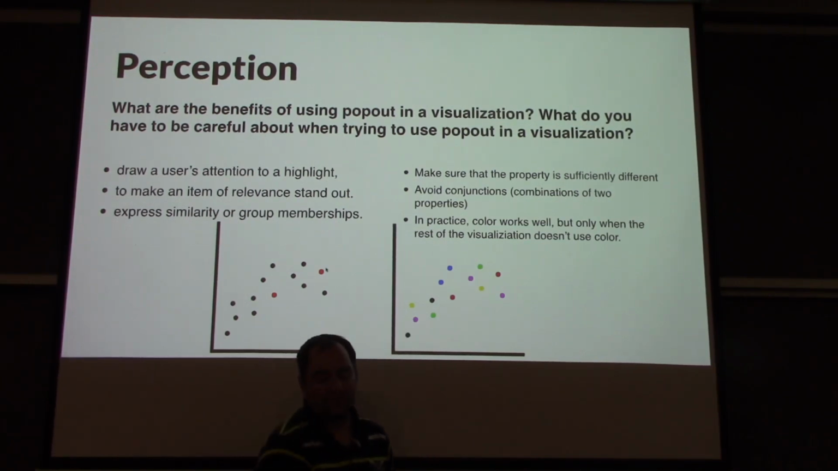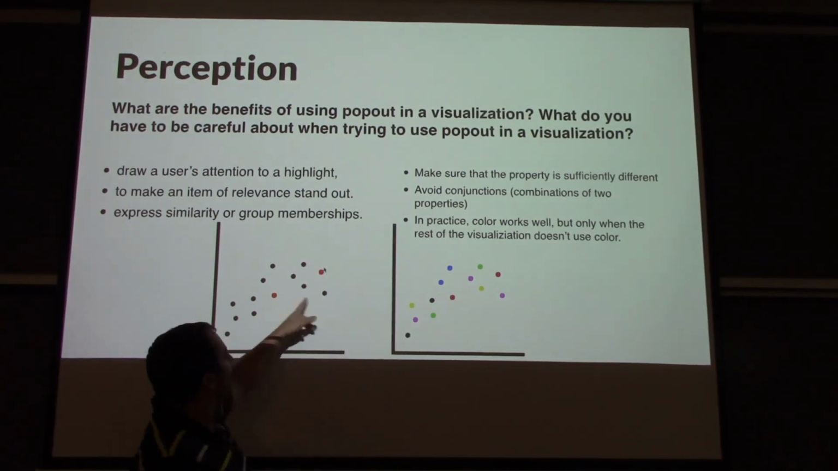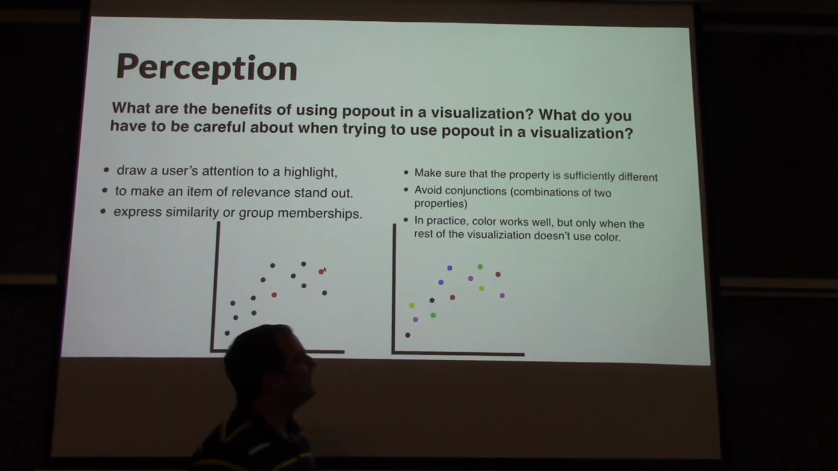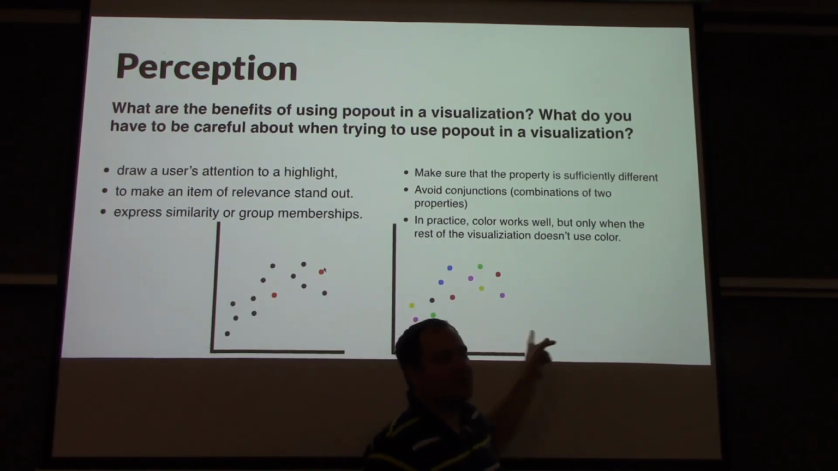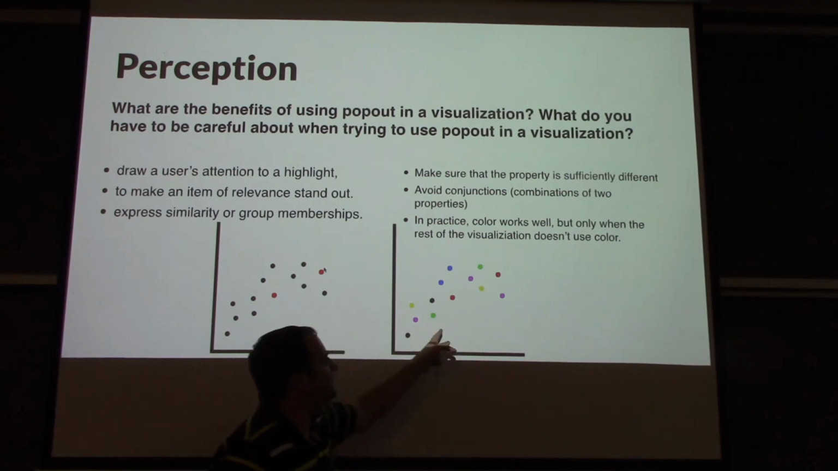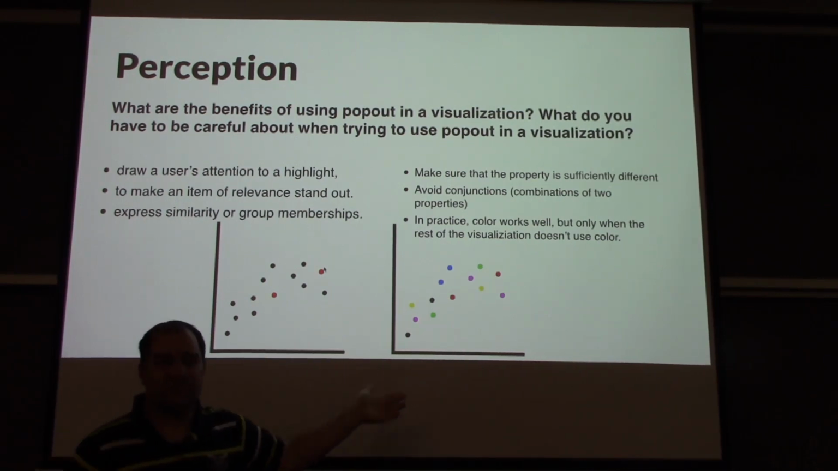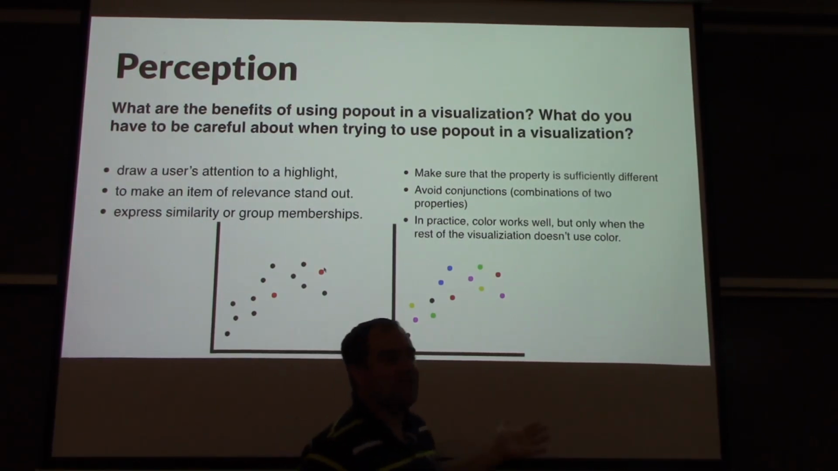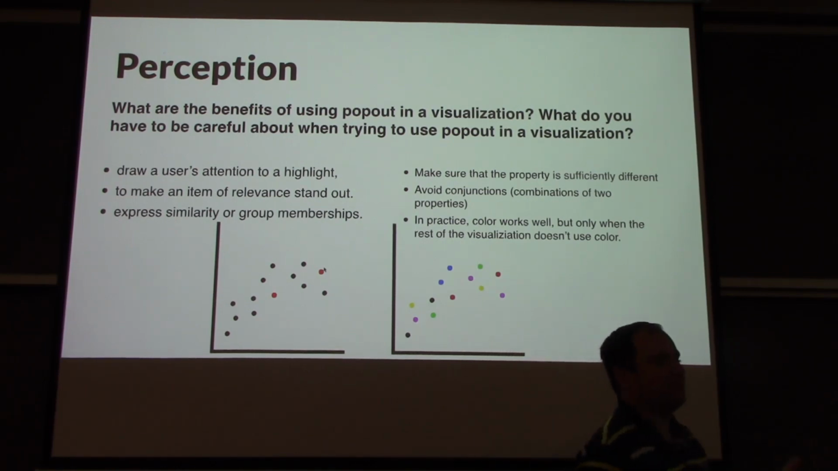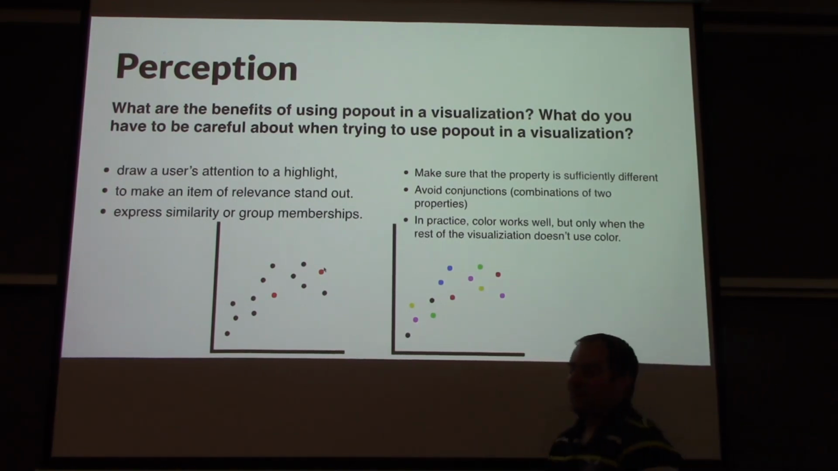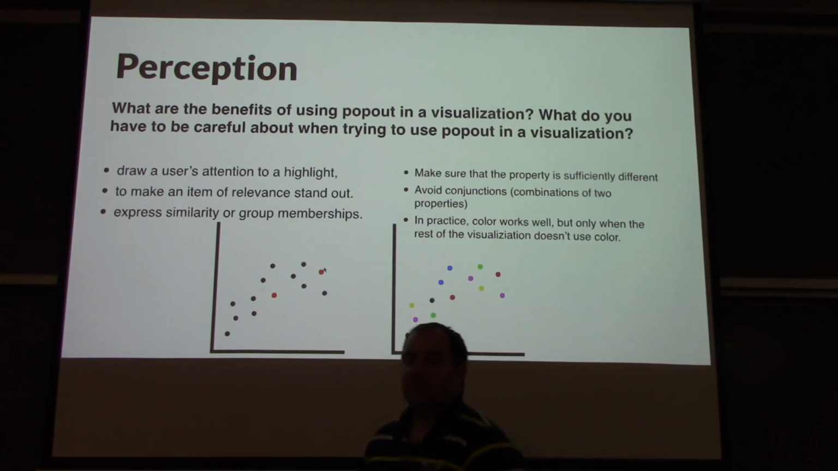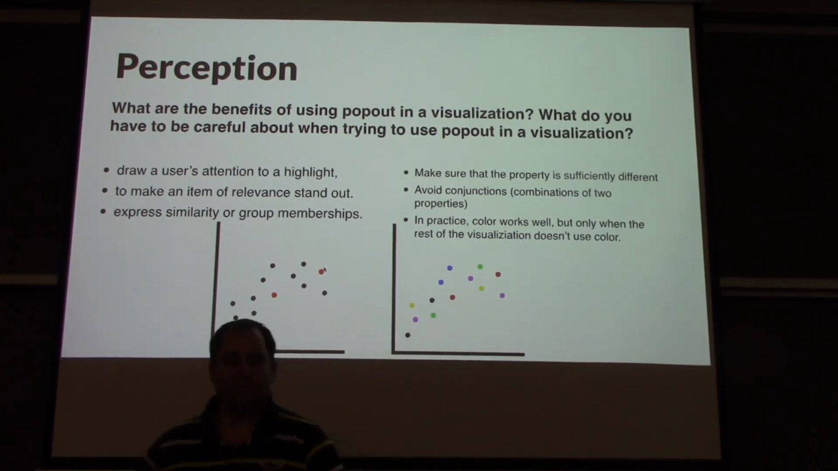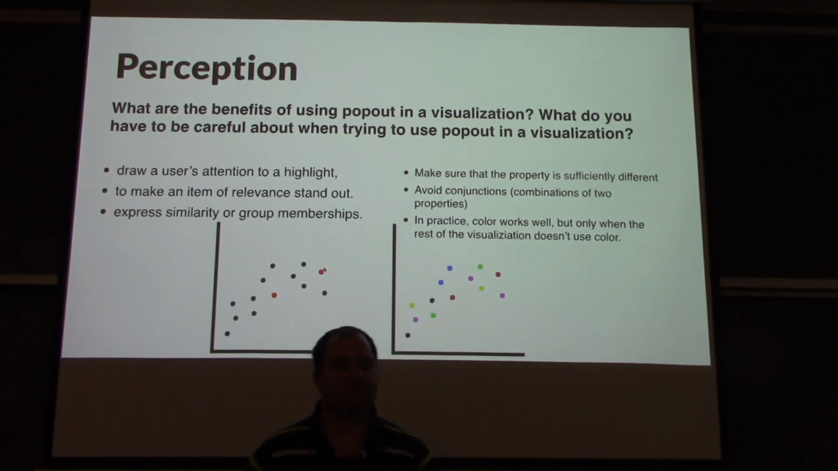Here is an example where we use pop-out properly. We have red dots in a sea of black dots. But if we have too many other colors here, like in this example, we have lost this pre-attentive property. And so a simple design guideline that I personally use a lot in my visualizations is that I minimize color for the encoding of the data and use color to draw people's attention using a pop-out effect for interactive highlighting.